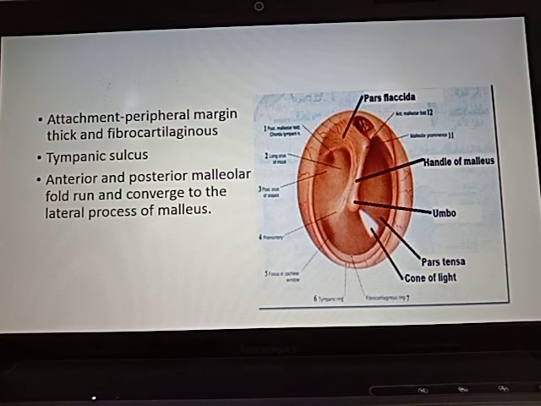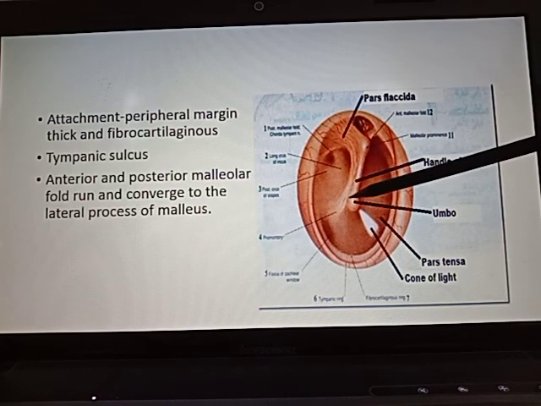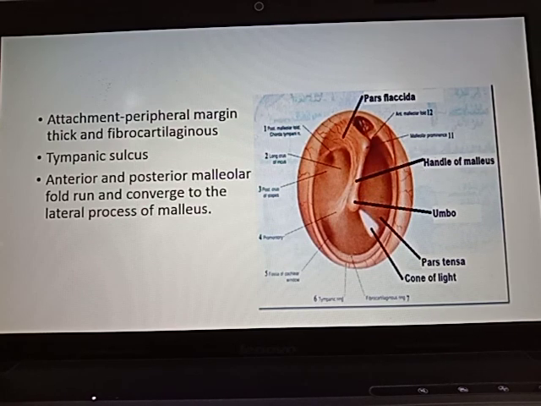The handle of the malleus draws the tympanic membrane inward. This is the handle of the malleus, and it draws the tympanic membrane inwards. Hence it is curved with convexity inward. The most projecting point of this membrane, where the handle of the malleus is attached, the most convex part of the tympanic membrane, is known as the umbo.